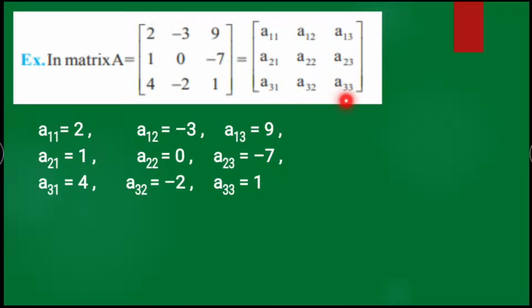So this position depends on in which row and which column that element lies. The first number always represents the row in which that element lies, and the second number represents the column in which that element is present.